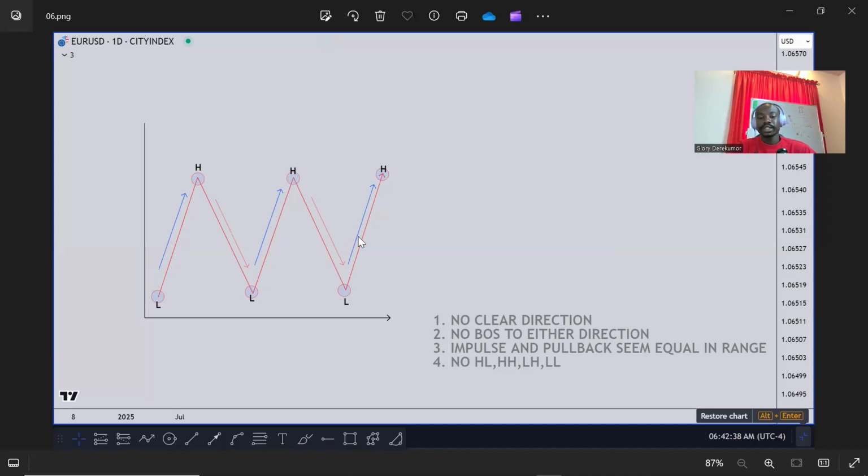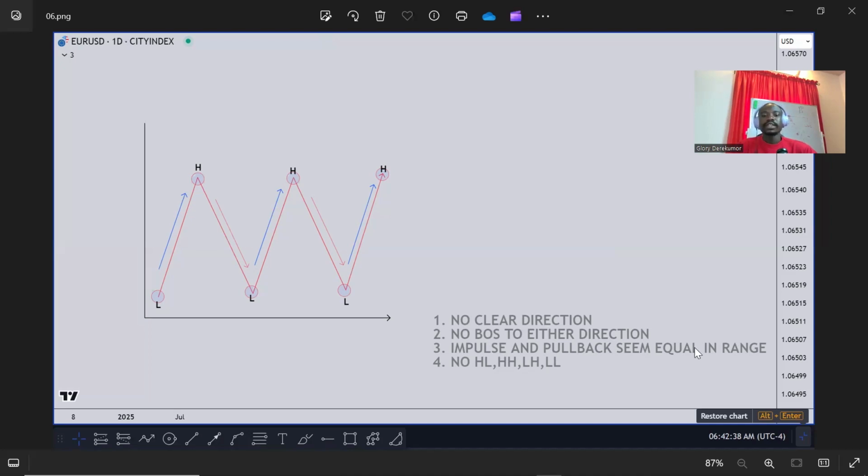Now the characteristic of a ranging market, obviously, there's no clear direction in the market. There's no break of structure to either direction in the market. The impulse and the pullback seem to be in equal range. And of course, there's no higher high being created. There's no higher low being created. There's no lower high and there's no lower low, because we are in a range.